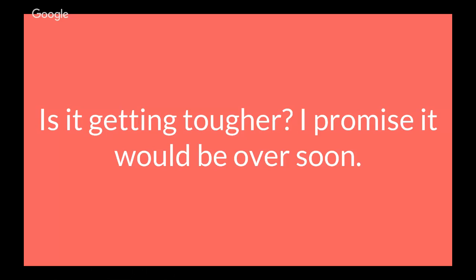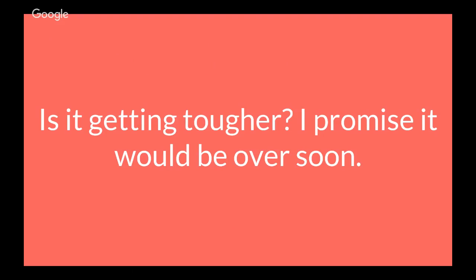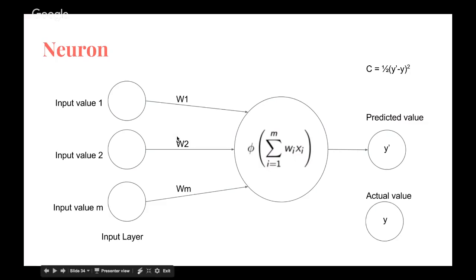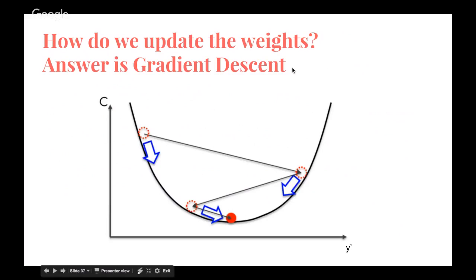So let us cover a couple more little topics, and then we'll start with the code. I promise, just a couple more concepts. Okay, so I told you that we go back, right? Using C, we update these weights, and I told you that magically the neural network knows how to update those weights, right? So actually it's done by something called gradient descent. And what that is, a cost function looks like this.